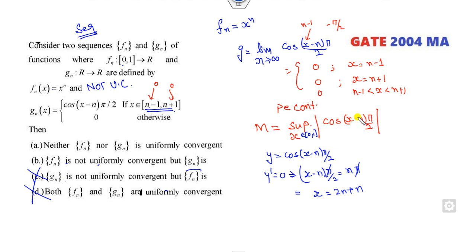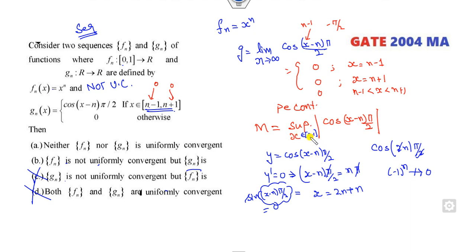So y dash will be sine of x minus n pi by 2. This will be 0 when this part will be n pi. So this will be cancelled out, 2n plus 1. If I substitute here, this will be 2n pi by 2. So what is the value of this? It's a minus 1. So it does not go to the 0.